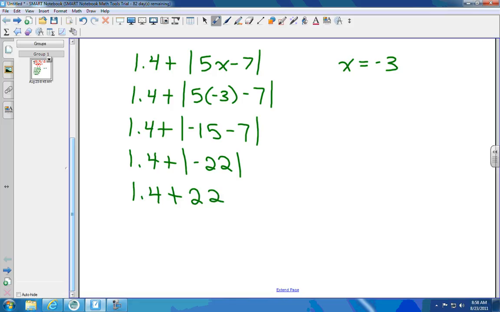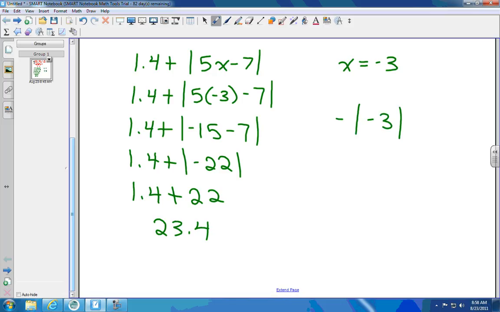What if it had been the absolute value of 22? It's still 22. You don't change that. Even if it's positive, you don't make it negative. It's not making the opposite, it's just making it positive. So our final answer then, 23.4.